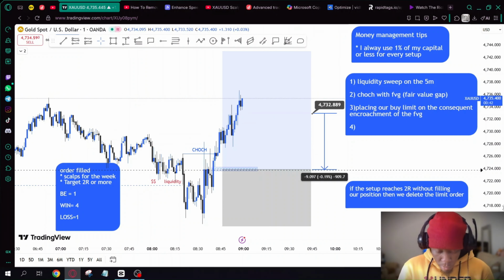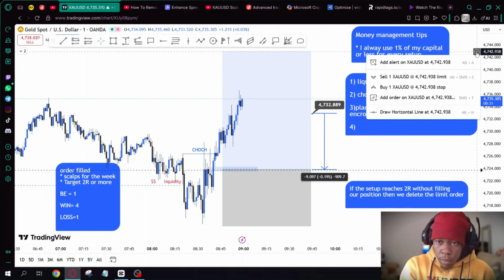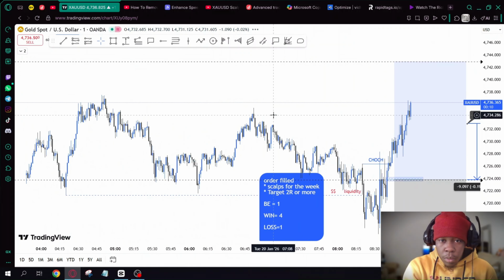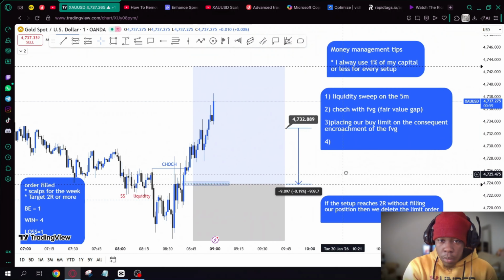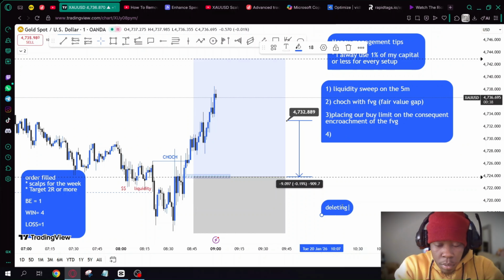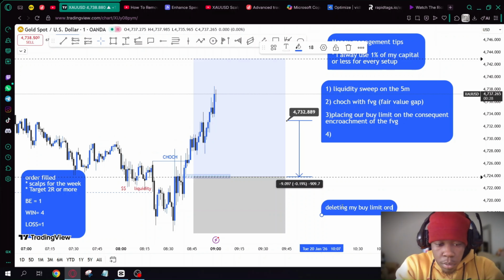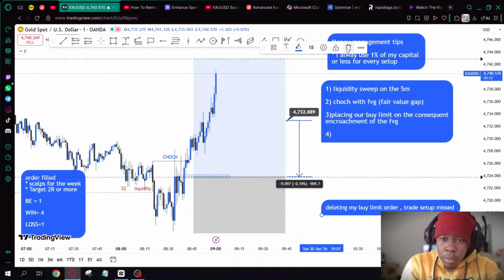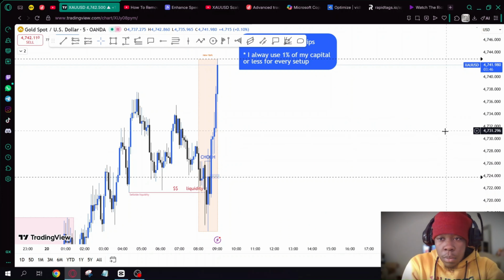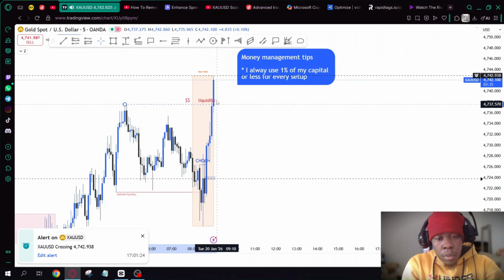I will wait for the order to be filled. So while waiting for our order to be filled, if the trade setup reaches 2 R without filling us in, we skip that trade. That means we have missed that trade already. And this trade was running with a lot of momentum. That was a missed trade.